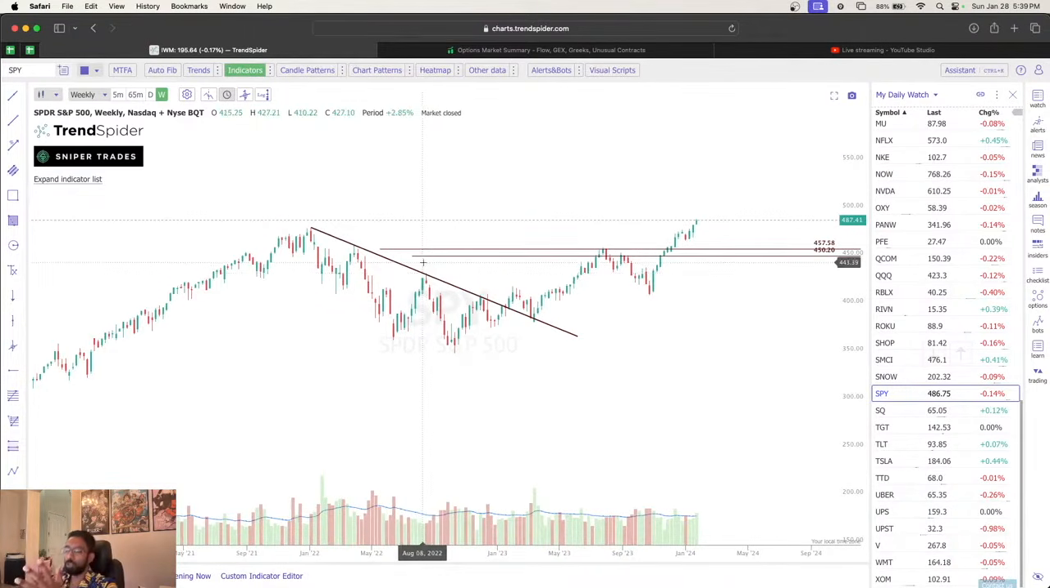you use the bodies. Whatever you do, try to do it as consistently as possible. Don't do the wicks here, and then say, oh, you know what, that's a much better trend line. Don't do that, right? You see how many times I'm crossing over the bodies of these candles. You don't want to do that. You essentially want to keep it consistent.